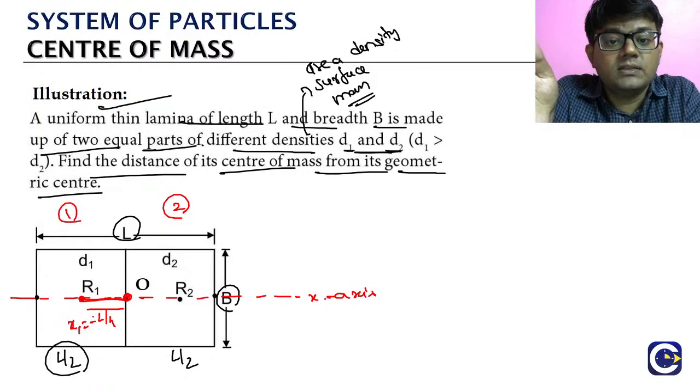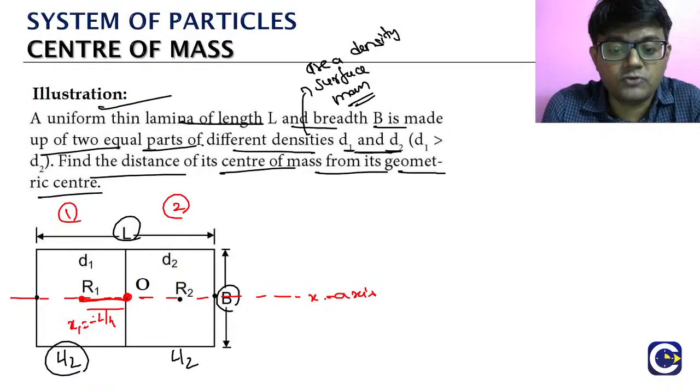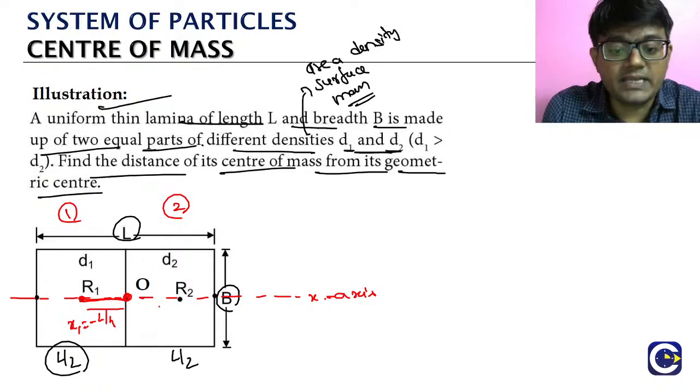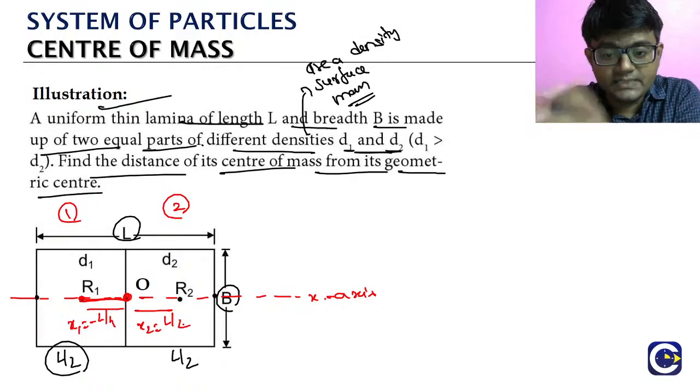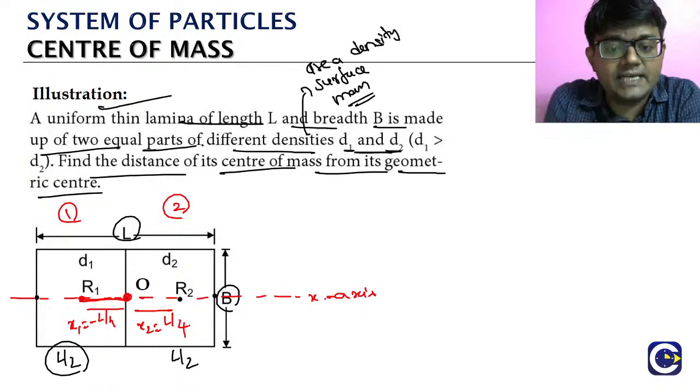The total length is what? L/2, right? So half, what is it? Minus L/4. Similarly, for part 2 it is also symmetric. So where will its center of mass be? The geometric center. That will be L/4, but it is on the right side, right? So it will be plus.